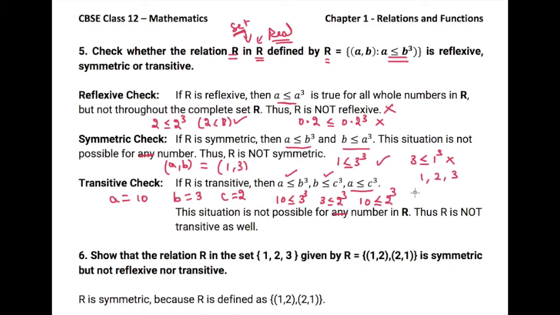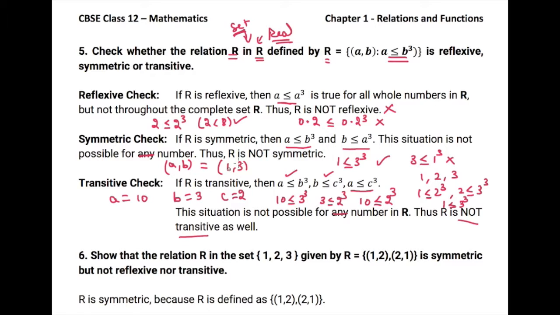You may argue, what if I take a equal to 1, b equal to 2 and c equal to 3? Then 1 less than or equal to 2³, this is true, 2 less than or equal to 3³ is true, and 1 less than or equal to 3³ is also true. But why do we still say that it is not transitive?